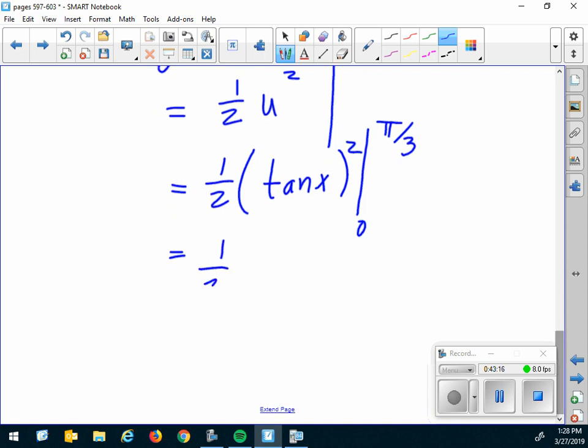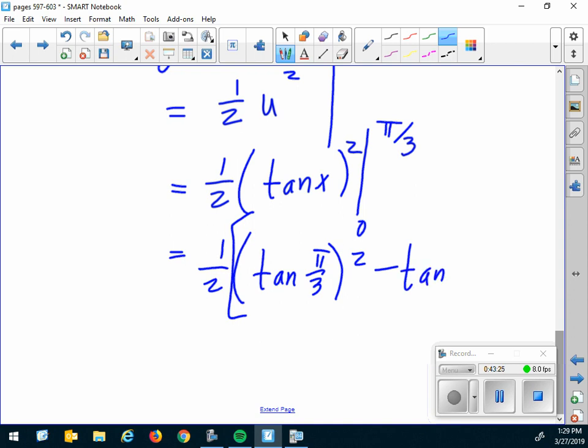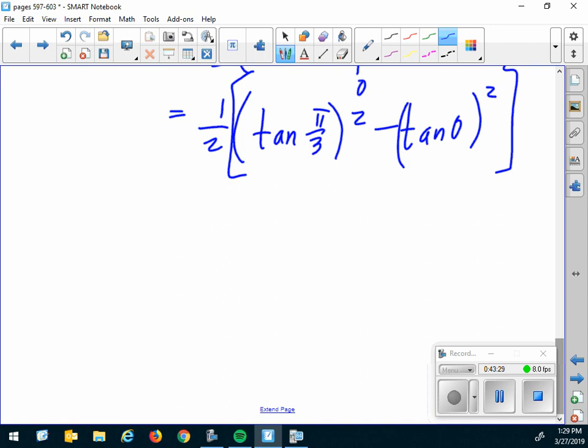Okay, so this is 1/2 the tangent of pi over 3 squared minus the tangent of 0 squared. Now you got to think, what is the tangent of pi over 3? What is the tangent of pi over 3? There you go. I see the hand.